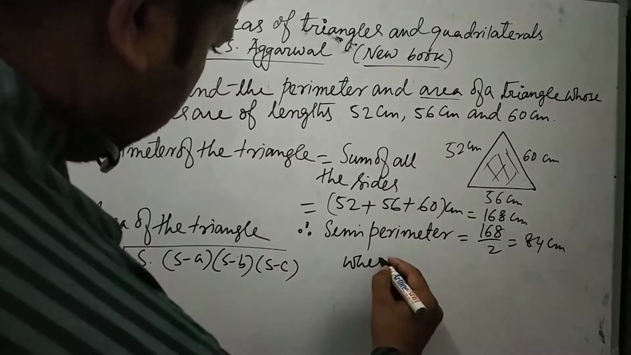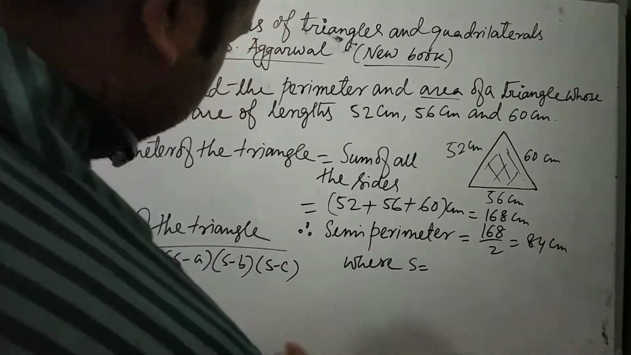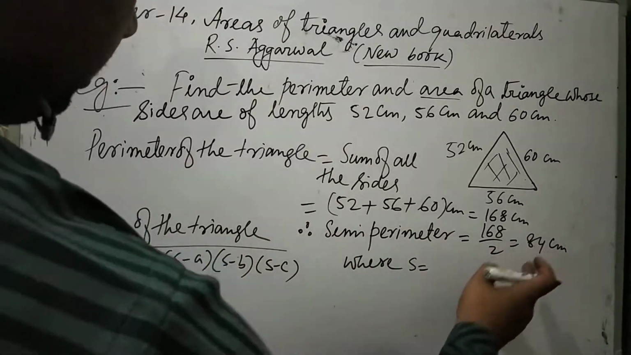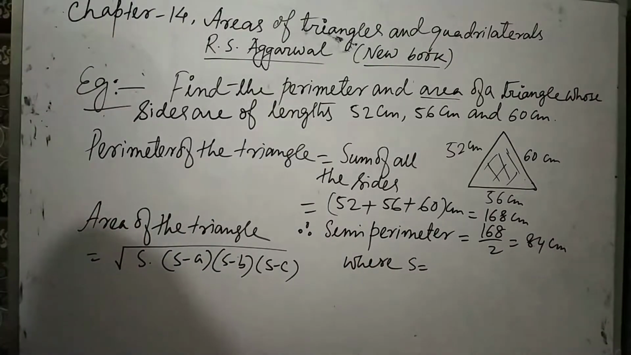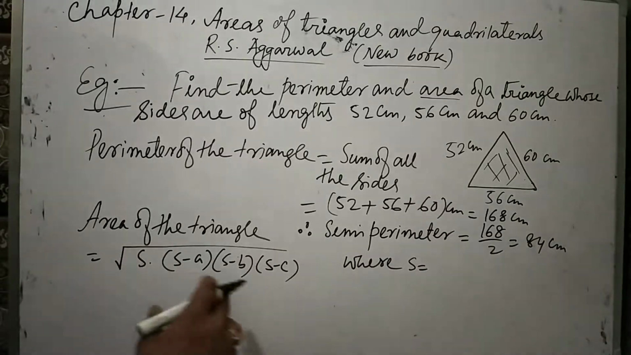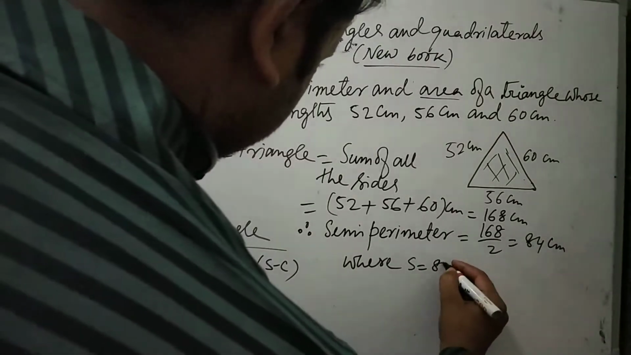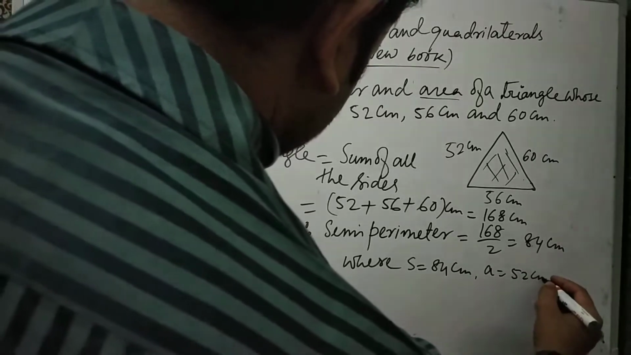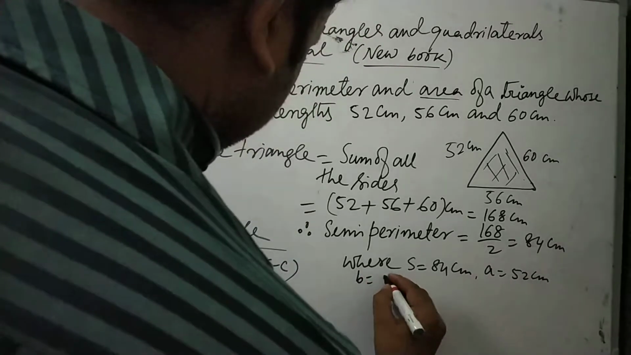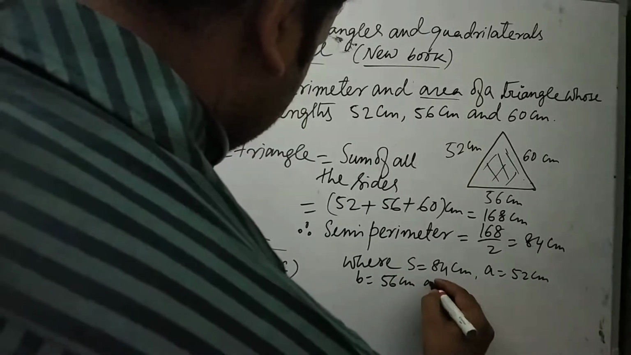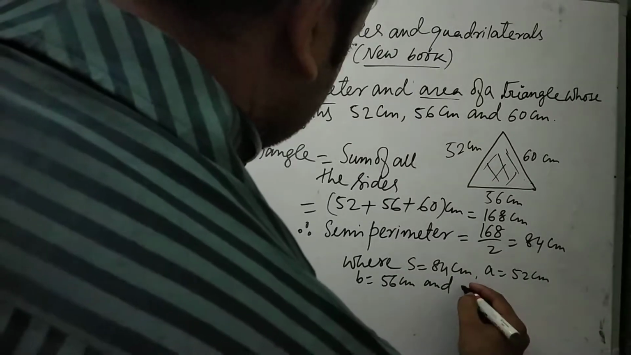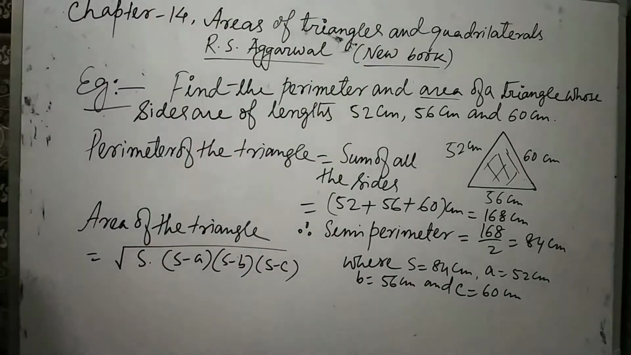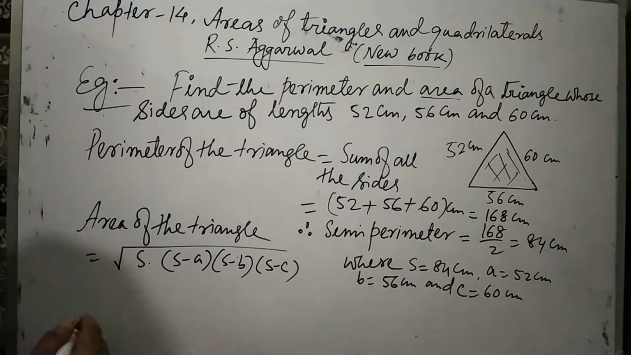Area of the triangle formula is this one. The semi-perimeter we have obtained is 84. Write down the formula, where s equal to 84 centimeter, a equal to 52 centimeter, b equal to 56 centimeter and c equal to 60 centimeter. Put the values in this formula.